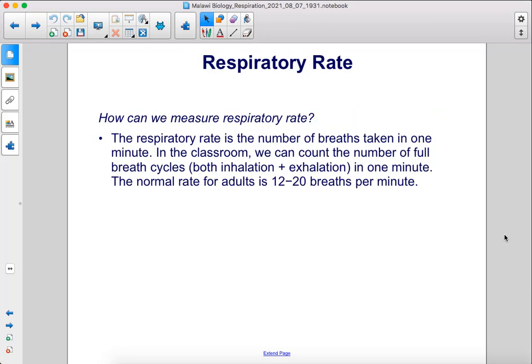How can we measure respiratory rate? The respiratory rate is the number of breaths taken in 1 minute. In the classroom, we can count the number of full breath cycles, both inhalation and exhalation, in 1 minute. The normal rate for adults is 12 to 20 breaths per minute.